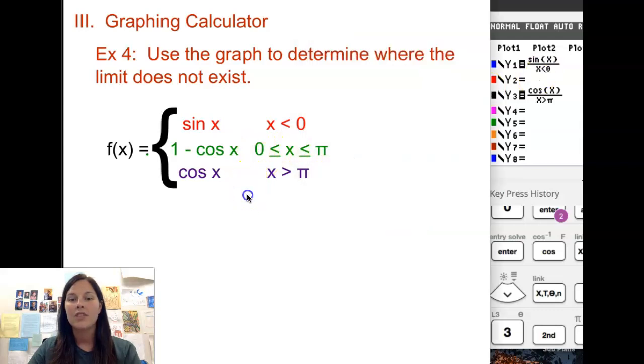The second function is a bit more complex. Notice the x is in between two values. Your calculator doesn't understand this sandwiching the x value, so we do have to split that up, and I will show you how to do that. And I have the third function in, that cosine of x, where x is greater than pi. So together, let's type in this second one.